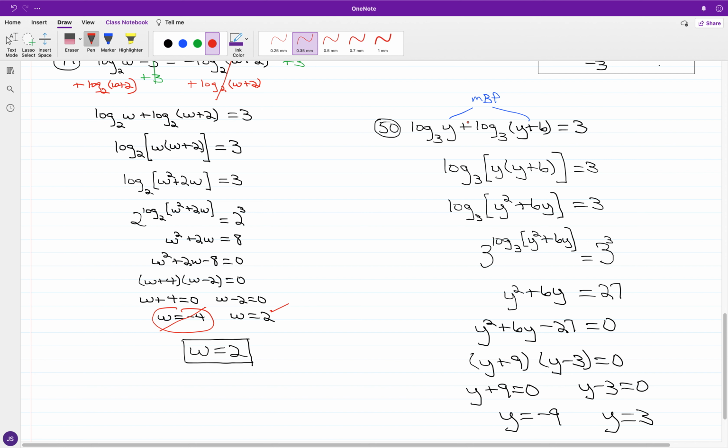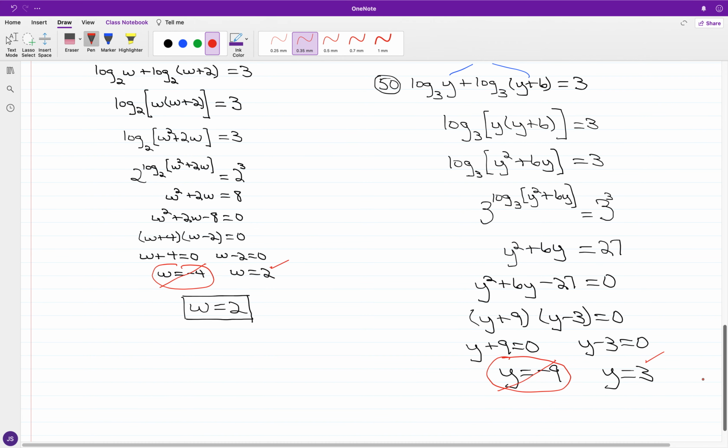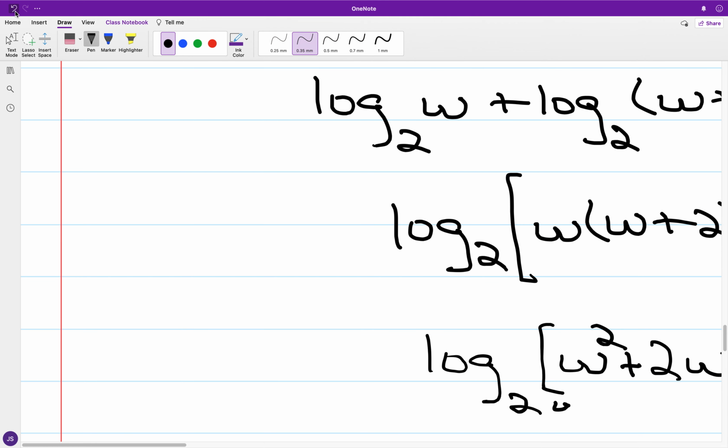that both y and y plus 6 be positive. Well, negative 9 does not meet the criteria. And in the case of 3, it is positive, 3 plus 6 is 9, also positive, so y equals 3 checks out, and that is going to be the only solution for what we have in the case of problem 50.